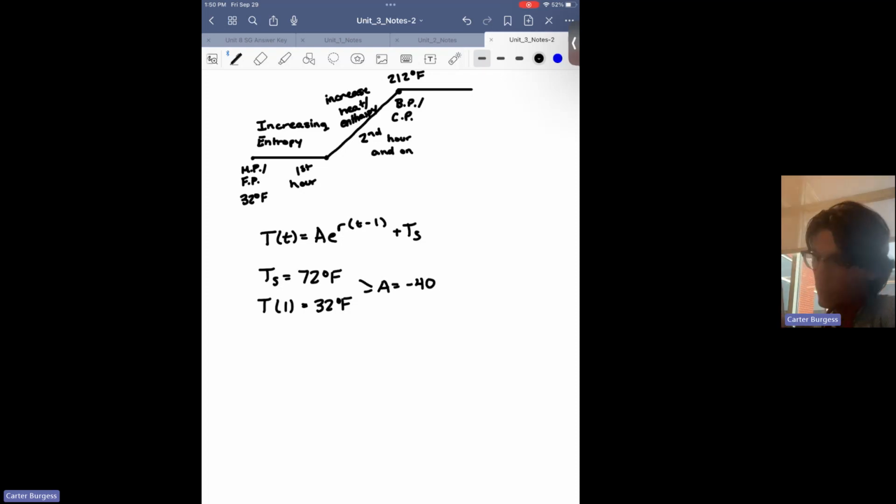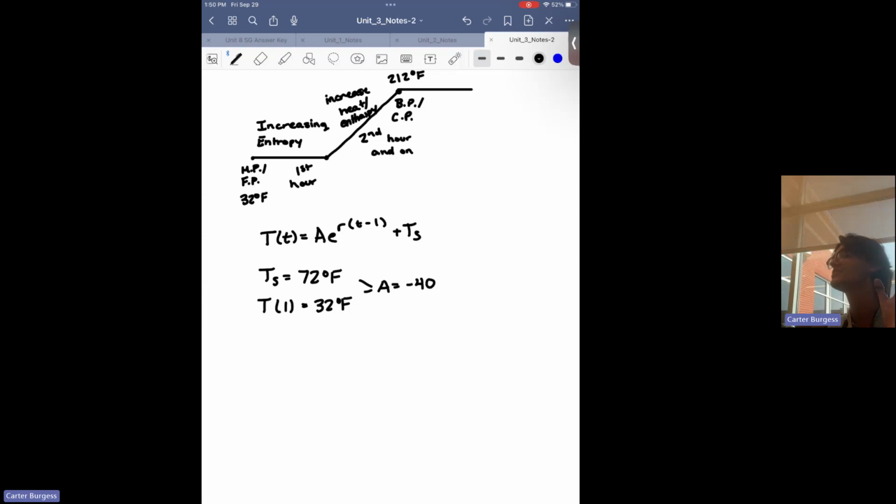So yeah, this is a really good question here. Why is our A negative here? And what would cause the A to instead be positive? In this case, our A is negative because the temperature of our object is less than the temperature of the surrounding environment.